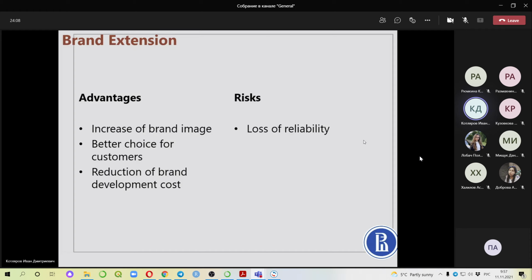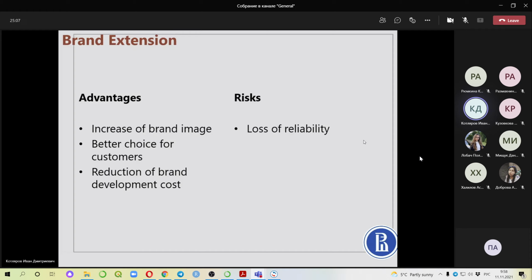Again, it creates a better choice for customers because they trust your existing brand for its basic products. And if new products are marketed under this brand, obviously customers may trust these new products too. And obviously, we can reduce brand development cost. If our brand is used for just one product category, all cost for this brand development should be covered from sales of this product. But if this brand is used for several product categories, we can get economies of scale, first of all. And second, we don't have to develop new brands for new product categories. It's very good again.